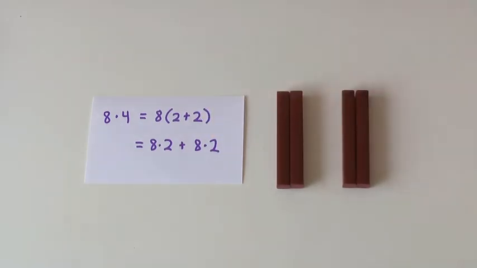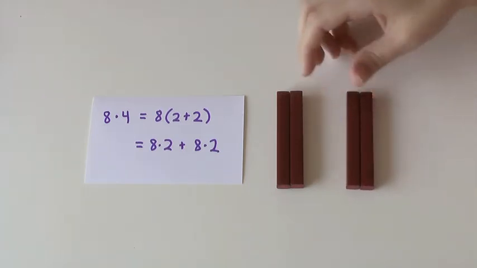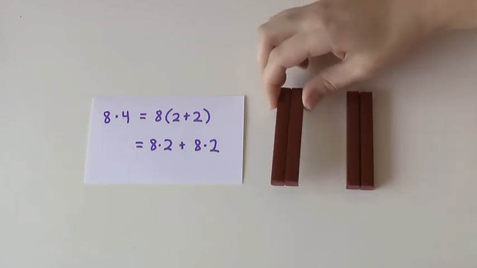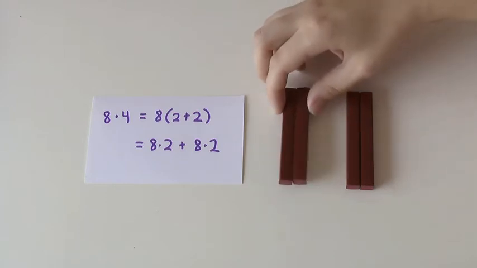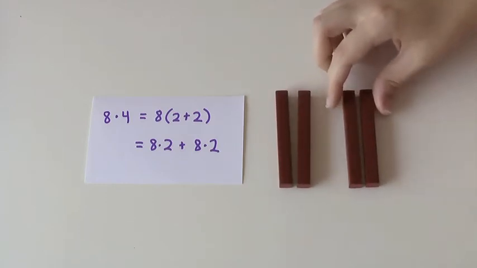And this is exactly how my children figure out 8 times 4 when they don't know it. They will pull them apart because they know 8 times 2. So they take what they know and they use that to get the answer to a problem they don't know. So they'll do 16 plus 16 is 32.